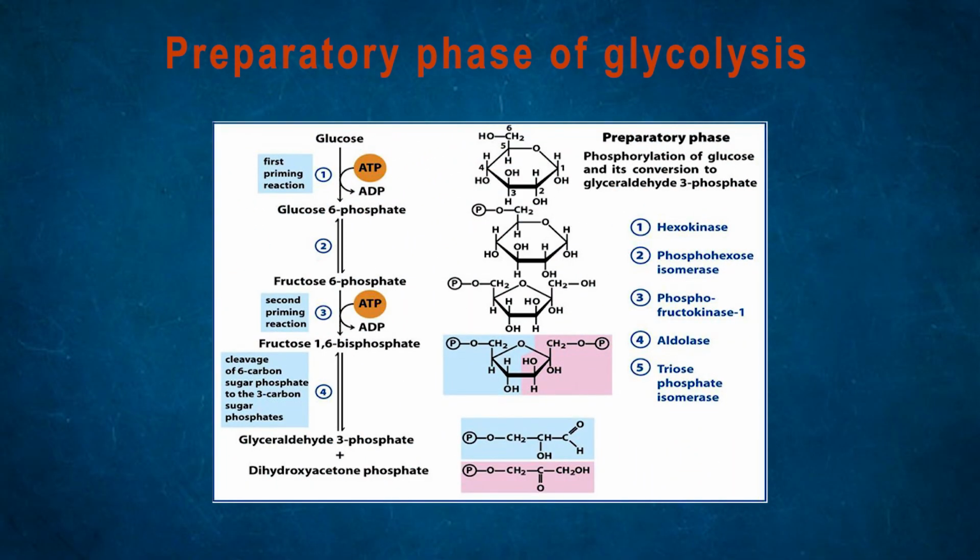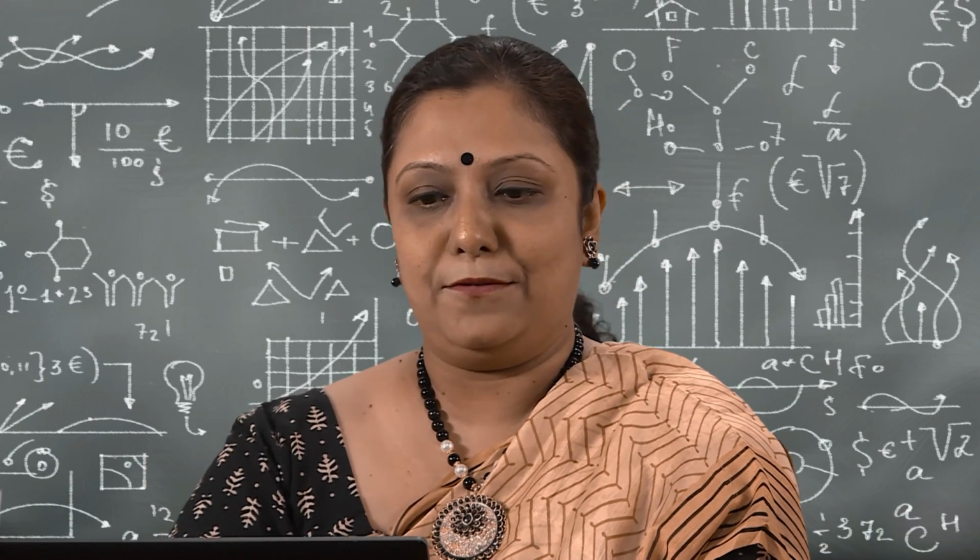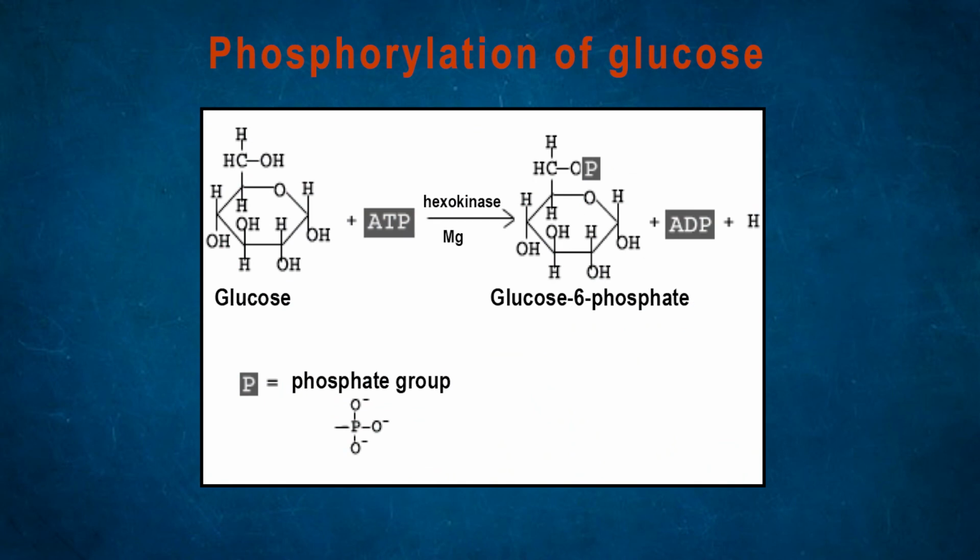So, glucose is phosphorylated to glucose 6-phosphate, then glucose 6-phosphate is converted to fructose 6-phosphate, then fructose 6-phosphate by phosphofructokinase is converted to fructose 1,6-biphosphate. Then from fructose 1,6-biphosphate, glyceraldehyde 3-phosphate and dihydroxyacetone phosphate are created. They are interchangeable. The first step that I will talk about is the phosphorylation of glucose.